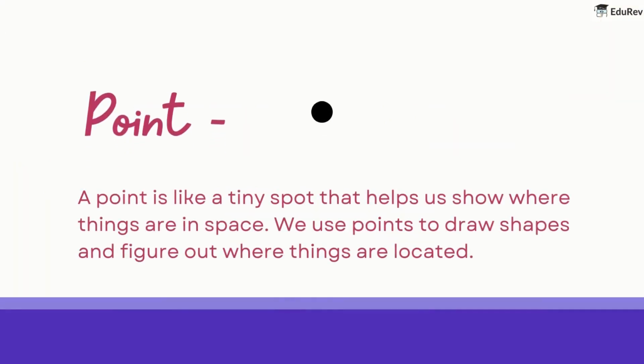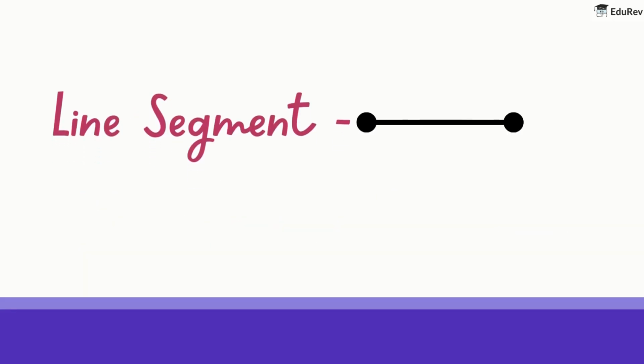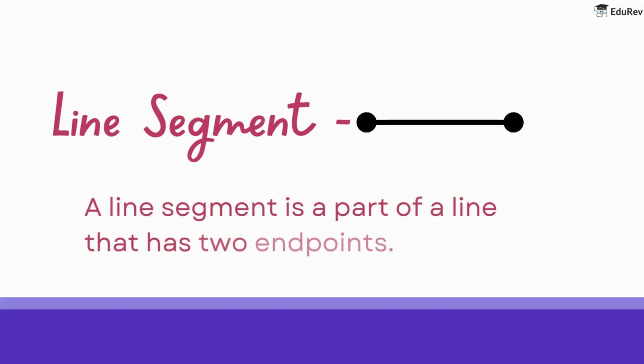A point is like a tiny spot that helps us show where things are in space. We use points to draw shapes and figure out where things are located. Next, let's talk about a line segment. A line segment is a part of a line that has two endpoints.